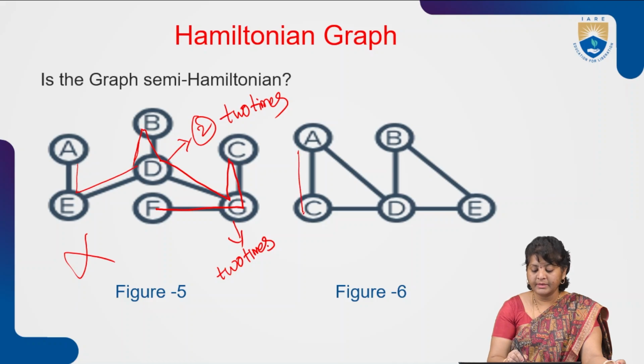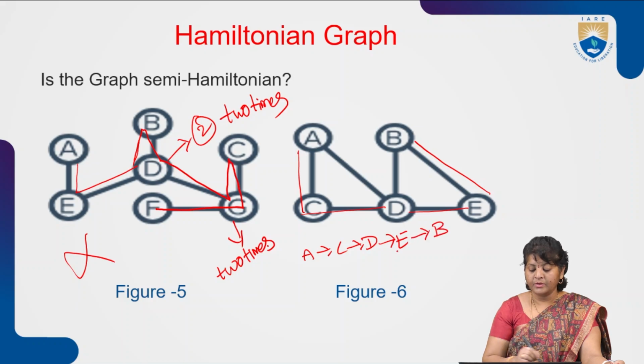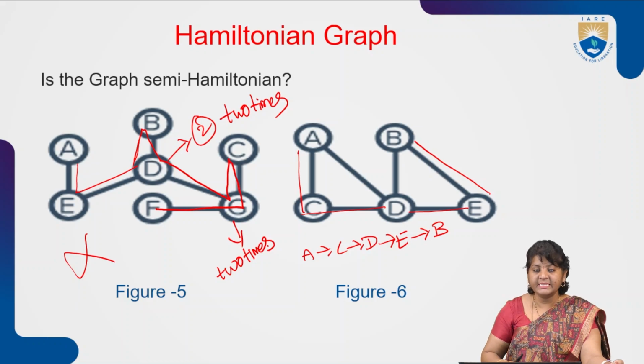A to C, C to D, D to E and E to B. Here it is possible. Each vertex is visited only one time. So A to C, C to D, D to E and E to B. No vertex is visited twice. So this is a semi-Hamiltonian graph.